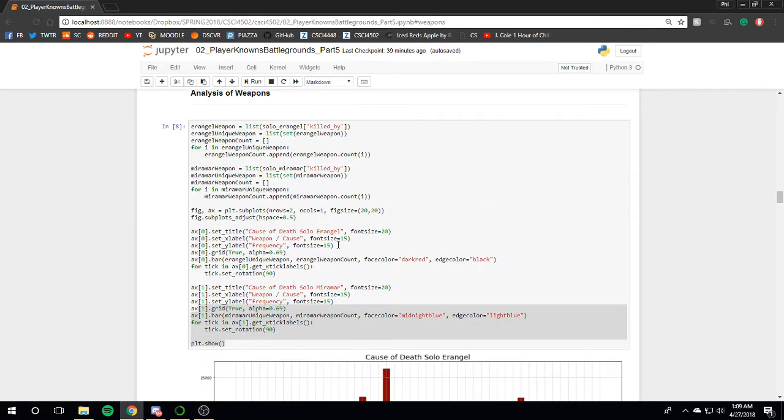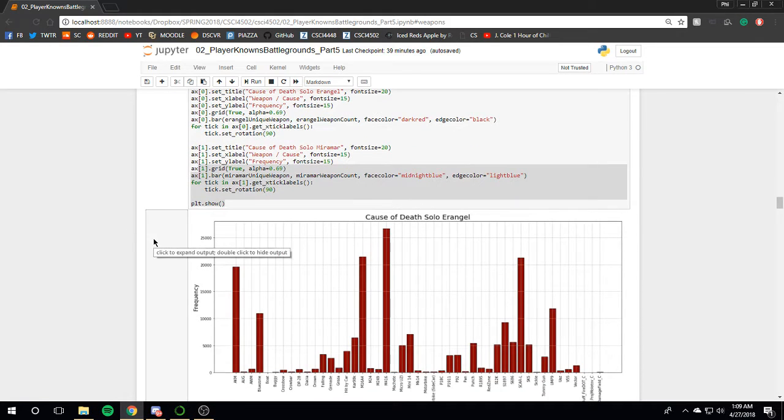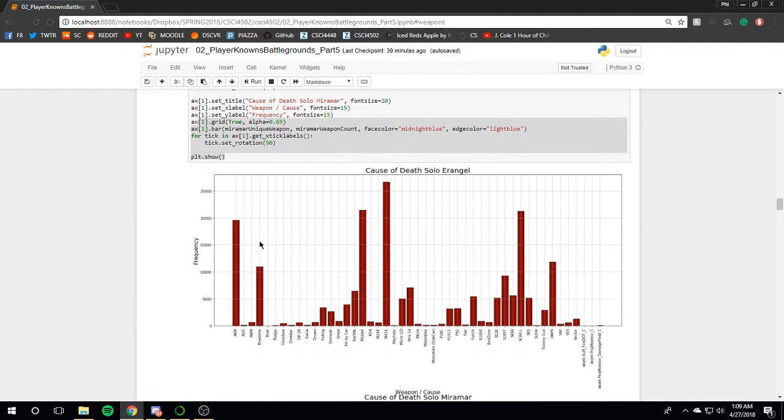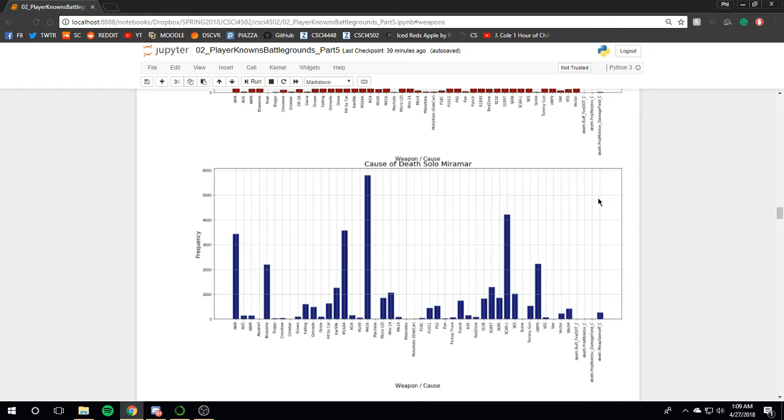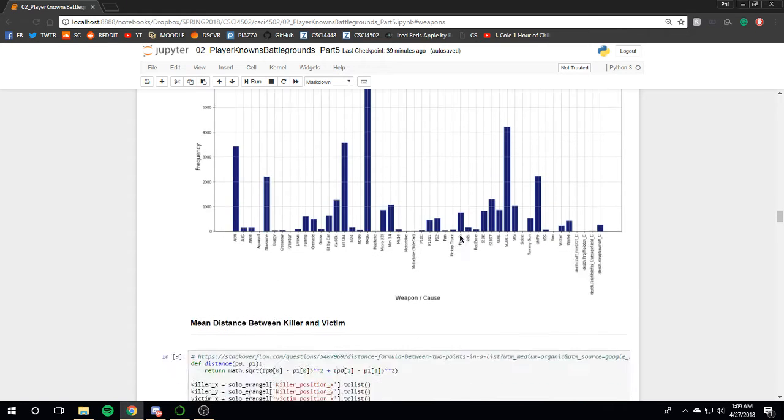Next thing we did was an analysis of weapons. We plotted the frequency of each weapon and counted the number of times that they were used to eliminate players. You can obviously see the popularity of certain weapons, such as the AKM and the M4, and pretty much all the ARs. The punch is surprisingly popular, beating out a couple weapons, because when players first drop, they tend to just start punching other players because that's their only method of eliminating them.